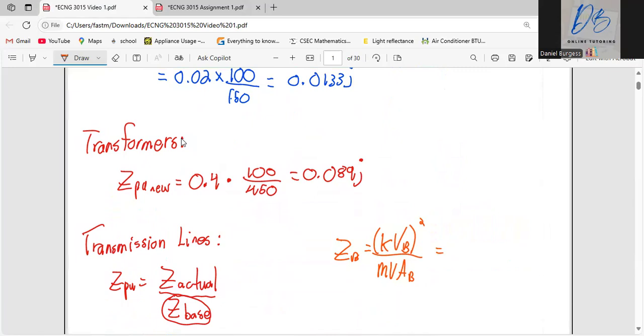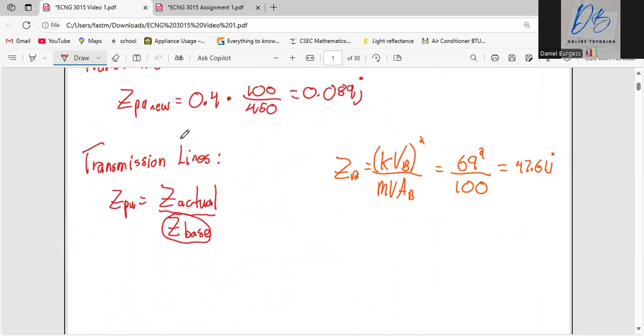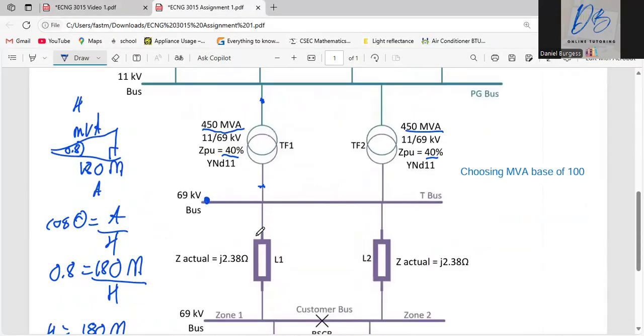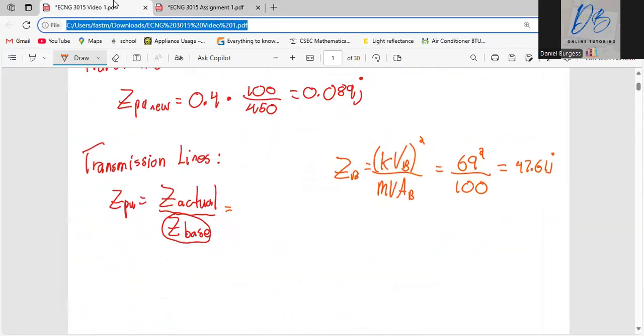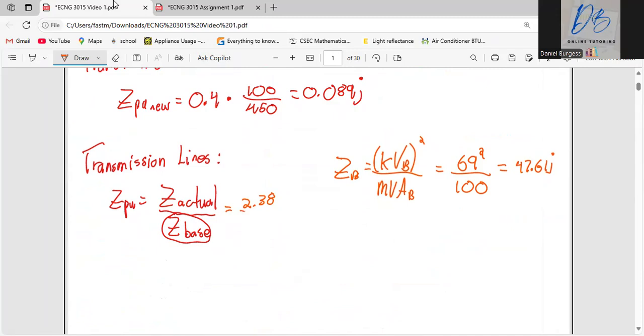So in this case, it will be 69 squared divided by 100. That will be 47.61 j for the impedance base. Now we come back here and we just divide the actual by the base to get it to per unit. In this case, in the line, it's 2.38. So it will be 2.38 divided by 47.61, and you end up with 0.